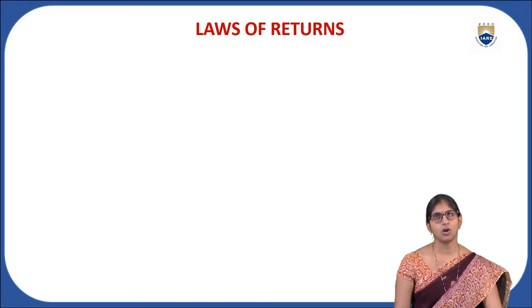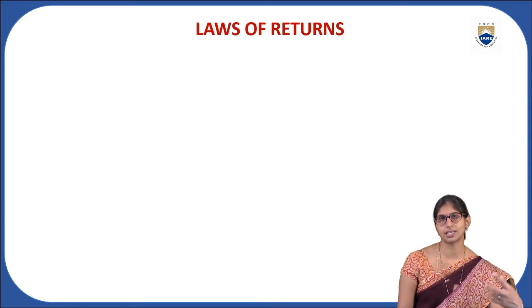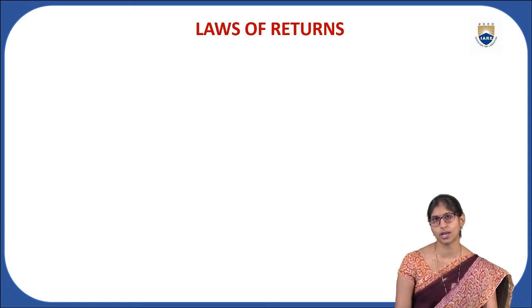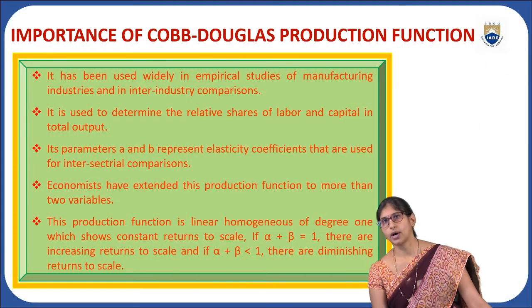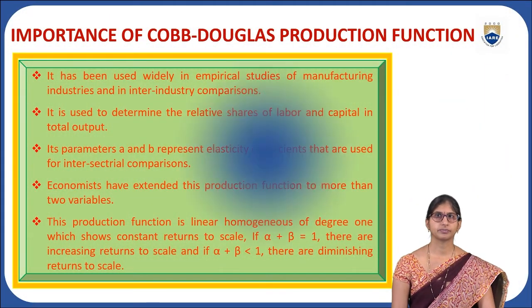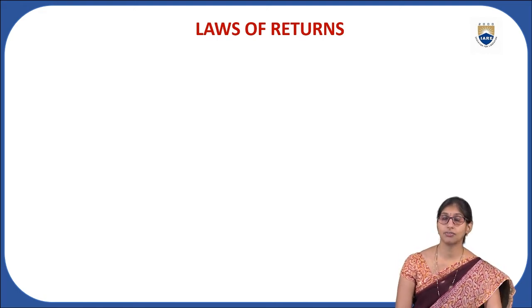So now coming to law of returns. What are these law of returns? Now you'll understand what this alpha plus beta equal to 1, more than 1, and less than 1 means. So coming to this law of returns, we have 3 types.